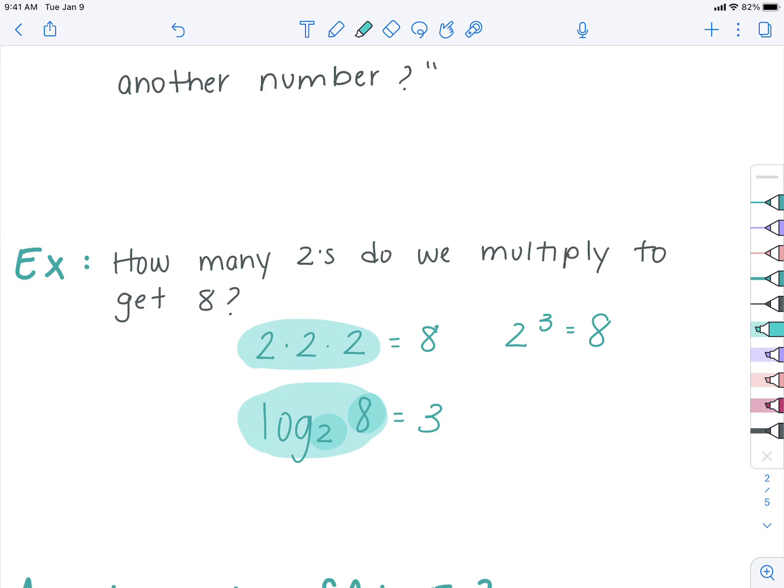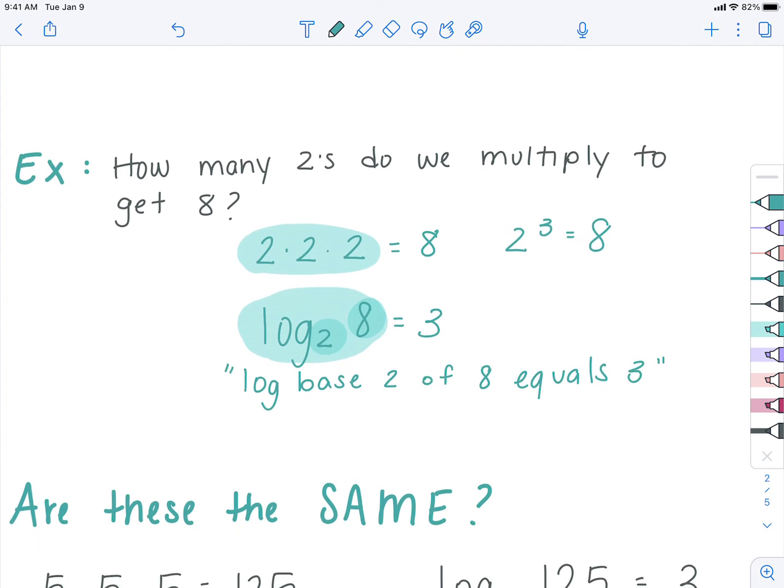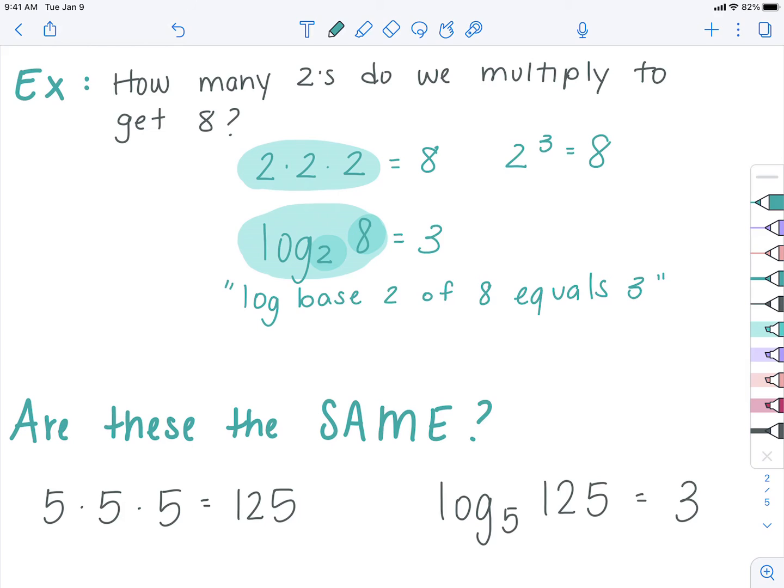And we said it was 3. So instead of having to physically write out how many 2's we need to multiply to get 8, we have a symbol, a notation that says log base 2 of 8. When we read this, we would say log base 2 of 8 equals 3. So it's the same exact thing as saying how many 2's do I need to multiply to get 8. So let's look. Would these be the same thing?